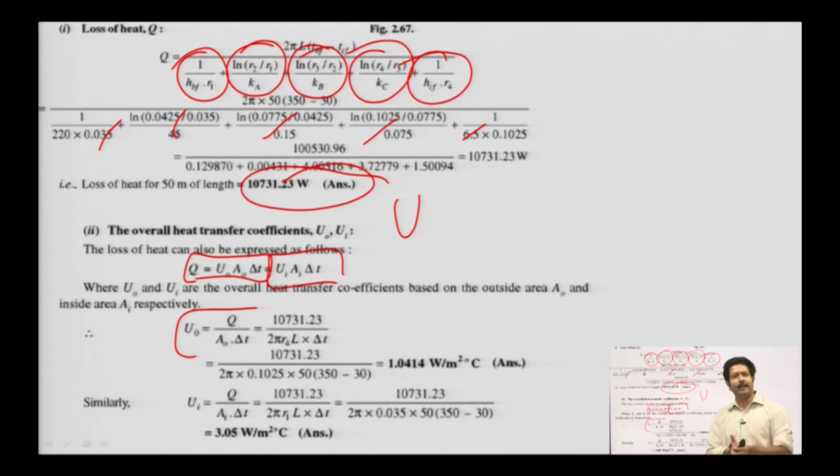So the formula remains same, the only thing that changes is the area. If you have to find out UO, that is, the overall heat transfer coefficient of the outside surface, the area has to be of the outside surface, meaning the outer radius. And if you have to find out the overall heat transfer coefficient of the inner surface, the area has to be of the inner surface, meaning you need to calculate it with the internal radius. So this is how you will calculate.